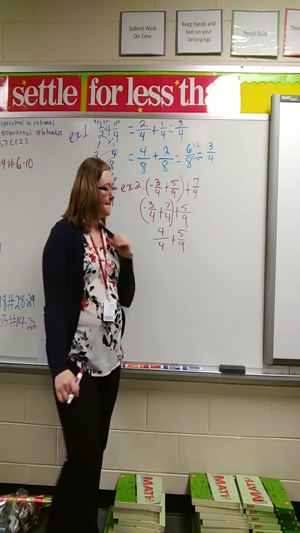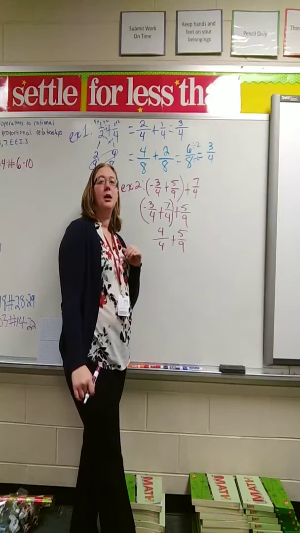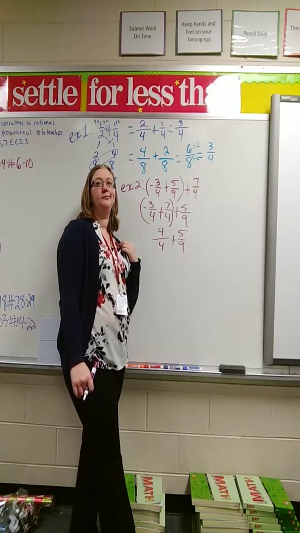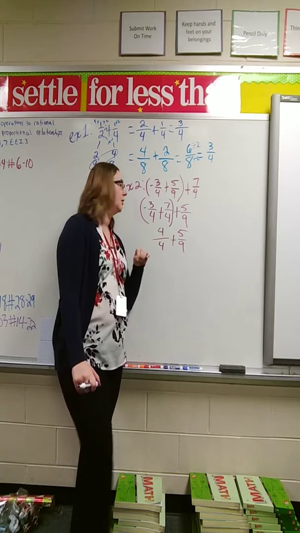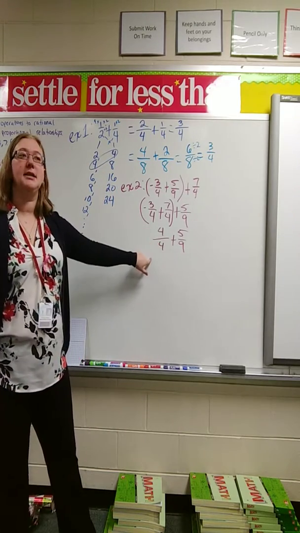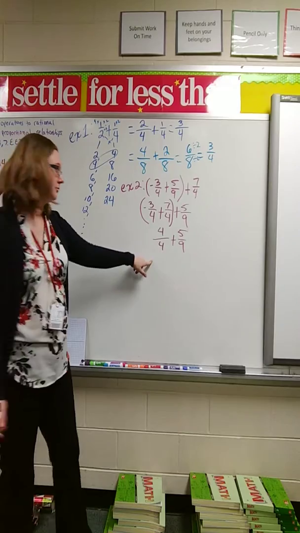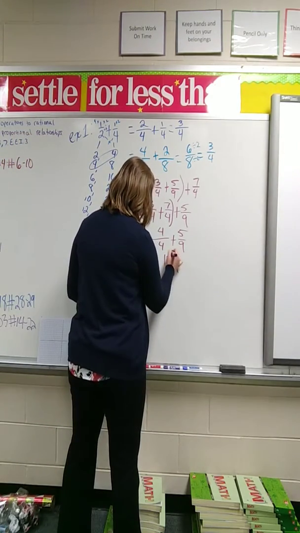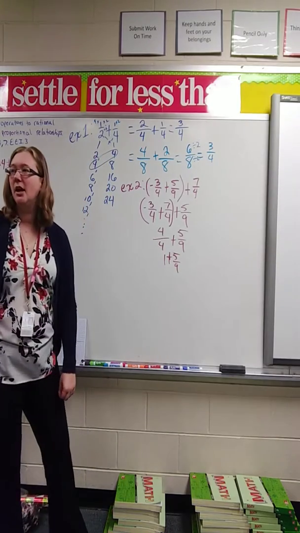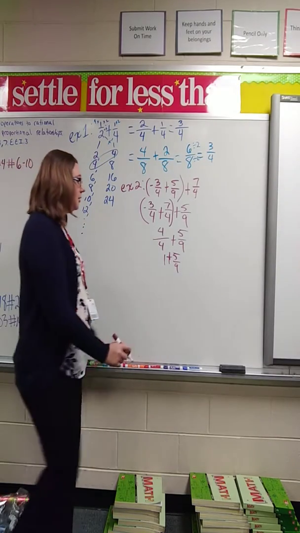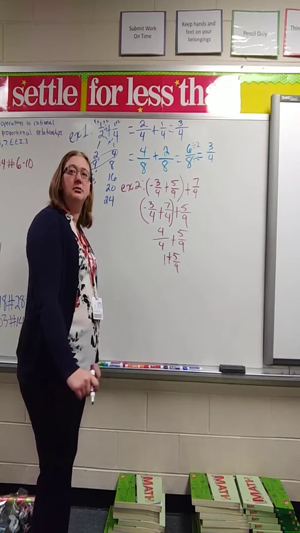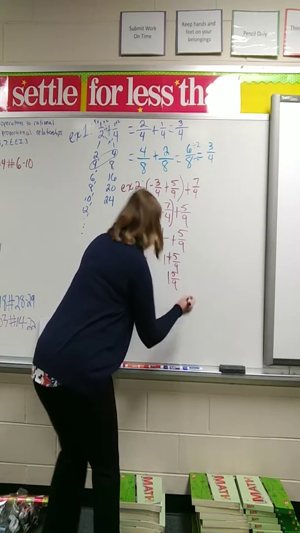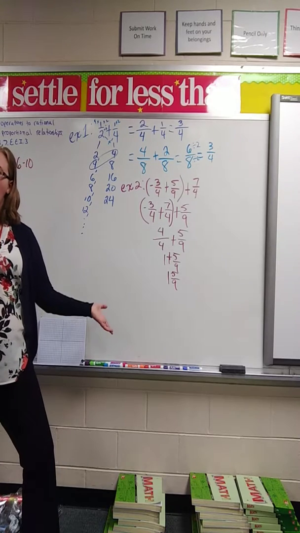Hey guys, look at this. Can I simplify any part of this? Yes. 4 over 4 is the same as 1, correct? So do I have to find a common denominator? No. What is 1 plus 5/9? 1 and 5/9. Ta-da!